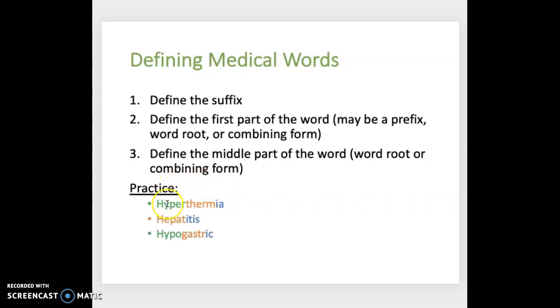Then we go to the beginning of the word, hyper. Hyper means above normal or higher than normal. And then we go to the middle. Therm means heat. So we do the last part, the first part, and the middle. Remember, this means a condition. So it's a condition of above normal heat. So hyperthermia is a condition where there's above normal heat.